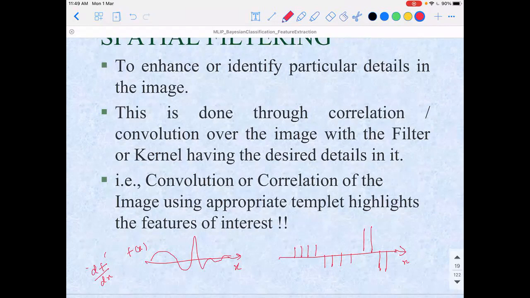How do I do it in the discrete signal? Let this be x of n. I just want to find out the locations where there are sudden transitions. Which is the term which will amplify the sudden transitions or the changes in the signal? Can one of you tell quickly? Sir, we need to convolve it with 1, minus 1. Yeah, very good. So you can convolve it with 1, minus 1.